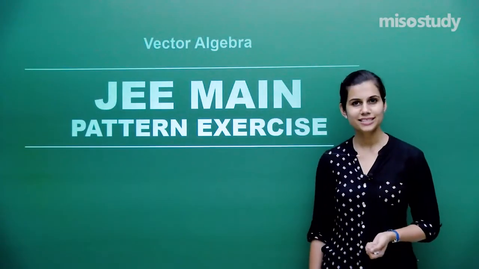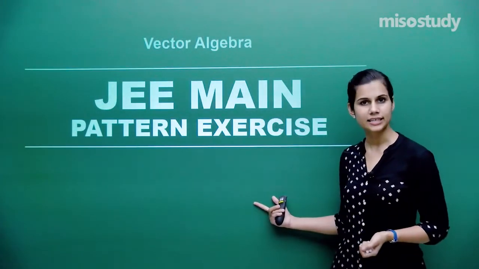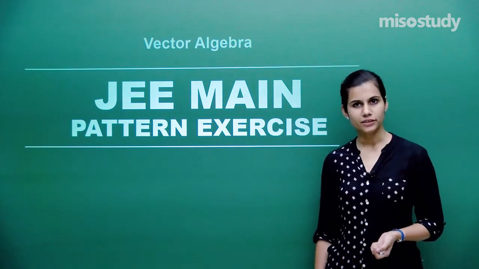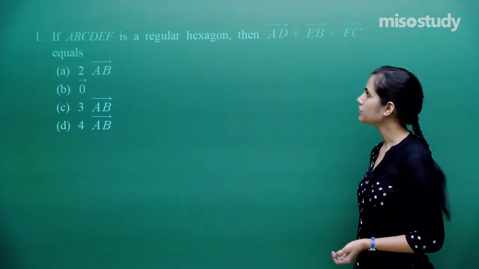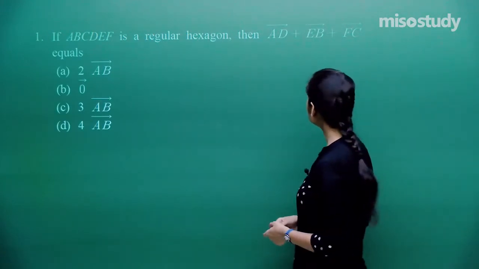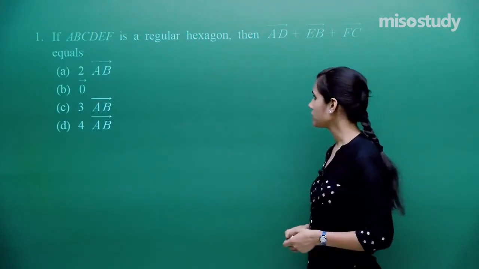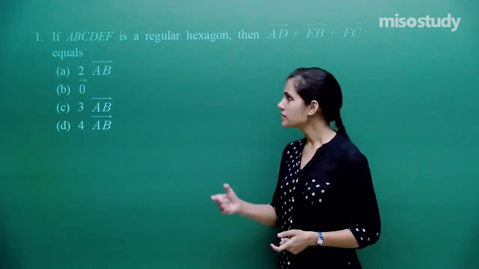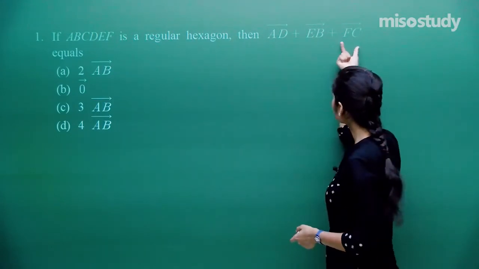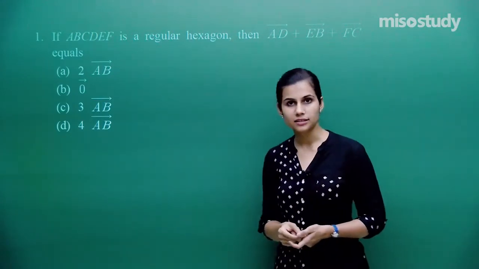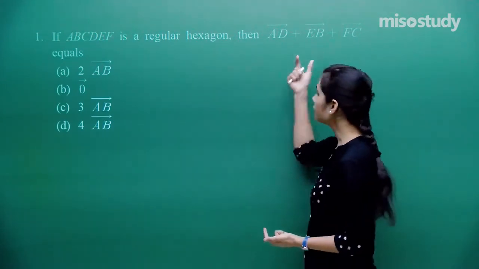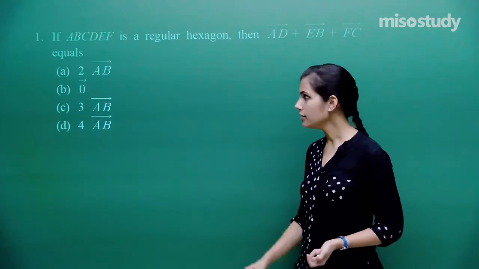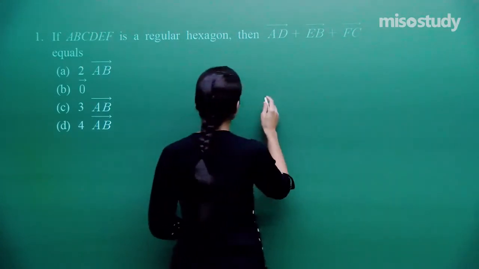Okay guys, so let's discuss the JEE Main pattern exercises for the chapter vector algebra. The first question says that if ABCDEF is a regular hexagon, then AD plus EB plus FC vector is equal to what? Obviously this is a vector, this is a vector, this is a vector, so the sum of three vectors is again a vector. Let's find out which is the resultant vector of the addition of these three vectors. Clear? ABCDEF is a regular hexagon, so let's see.